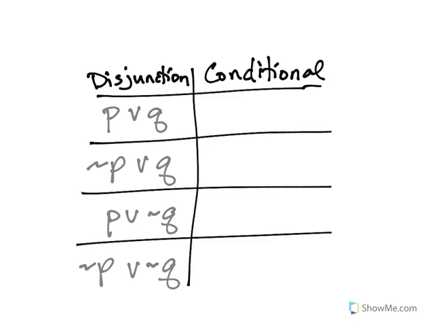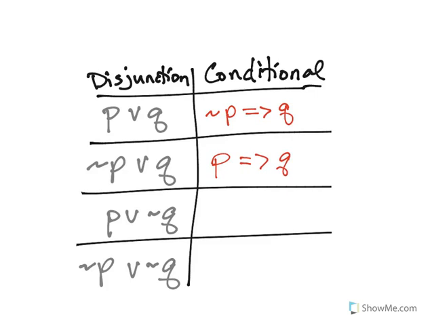So let's think this through. I'm giving you 4 different disjunctions here, and we are going to write equivalent conditionals. Remember, we negate the first piece, make it a conditional, and the second stays the same. So P or Q: if not P, then Q. If we go to not P or Q, well, negate the first piece, P. So if I have not P or Q, then if P, then Q is my conditional.